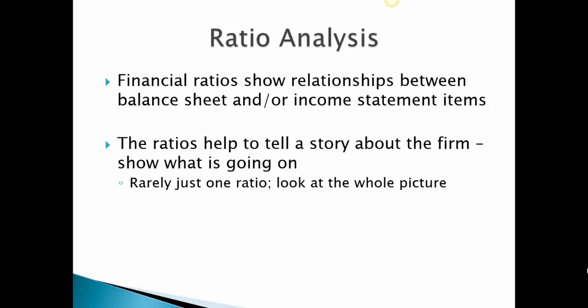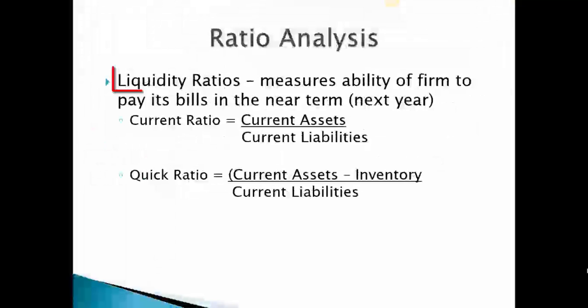All right, so we're going to use ratios to, again, help tell a story about the firm. We're going to use them to get insights into what is going on with the firm. We're rarely going to just look at one ratio to get the story for a firm, but what we're going to do is look at the holistic picture painted by a number of ratios from various categories that give us some insights into the firm. So let's start looking at some of those categories.